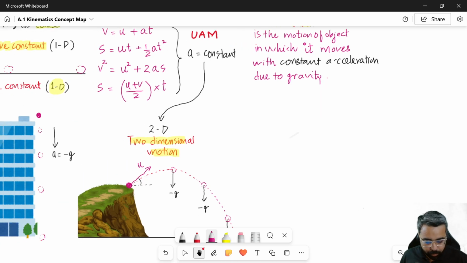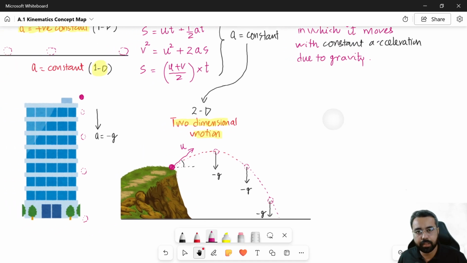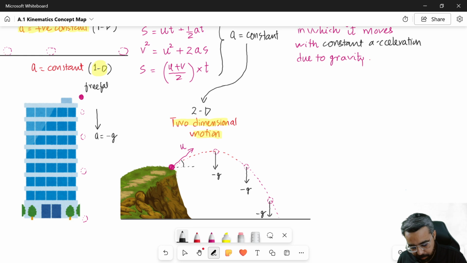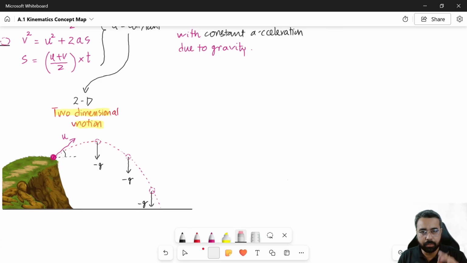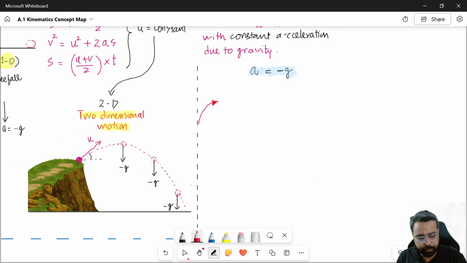So I have shown not only to you the one dimensional free fall motion, but also the two dimensional free fall motion as well. Now we are going towards the learning of the important cases. So let's take the first case.